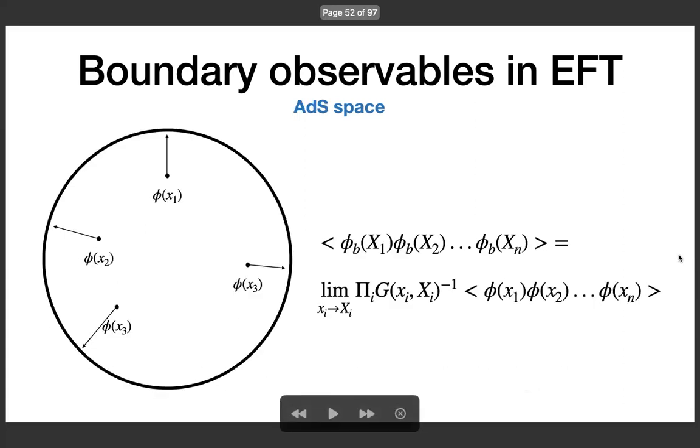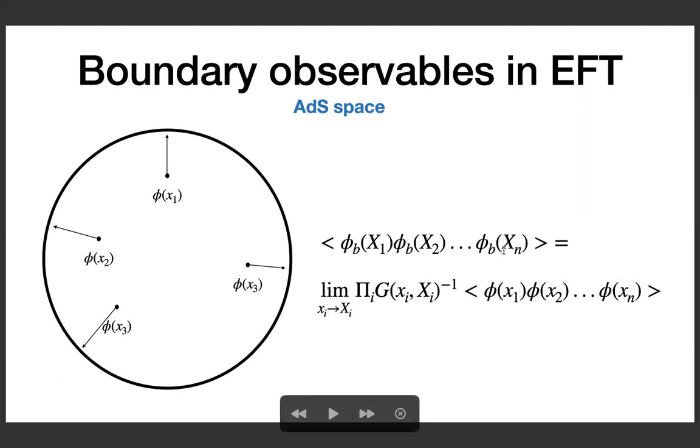Okay. Now let's go to AdS space. So in AdS space, you take these correlation functions in your effective field theory. And so these are the spacetime, the bulk correlation functions. And then you take the limit of the points of these field operators, their location going towards the boundary. And when you take their position towards the boundary, there is some non-trivial oscillation, some non-trivial dependence on position. So you make sure to factor that out, to cancel out that part, to make the whole thing converge to something. And to do that, you multiply by the inverse of the propagator, the boundary-bulk propagator. And then this limit would give you the boundary correlation function.